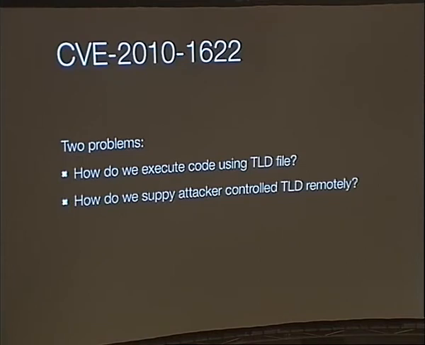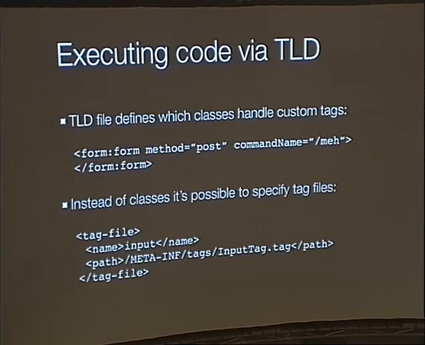So how do we execute code? The way it works in Java is a TLD file, as you can see below here, defines tags and tells you which code handles those tags. And when you say which code handles those tags, you can specify either a class name or a tag file. And here's what we do here. We say that the input tag in the GSP page is going to be handled by /META-INF/tags/input.tag.